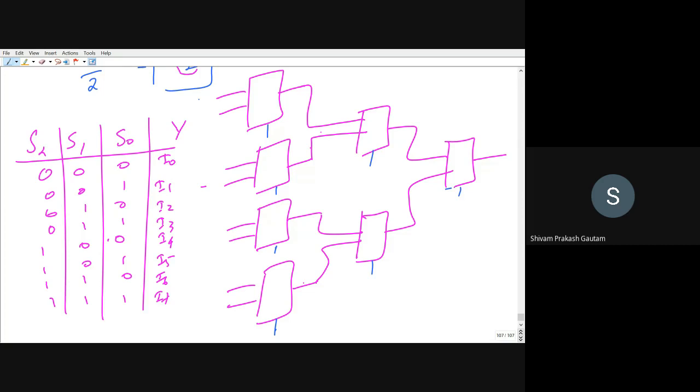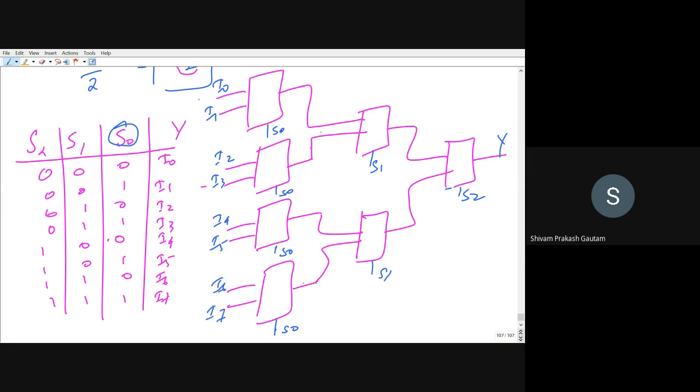And how we have to fill this: first we fill the lowest select line, that is S0. In all of these, in the first stage S0 will be flowing. In the second stage S1 will be flowing, and lastly S2. And here we have Y. So these will be I0, I1, I2, I3, I4, I5, I6, and I7.